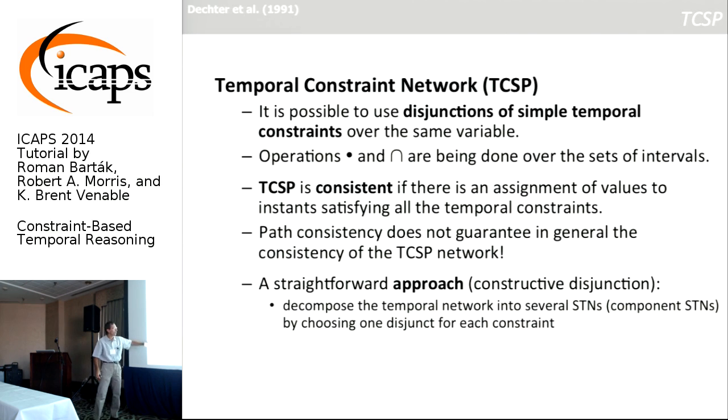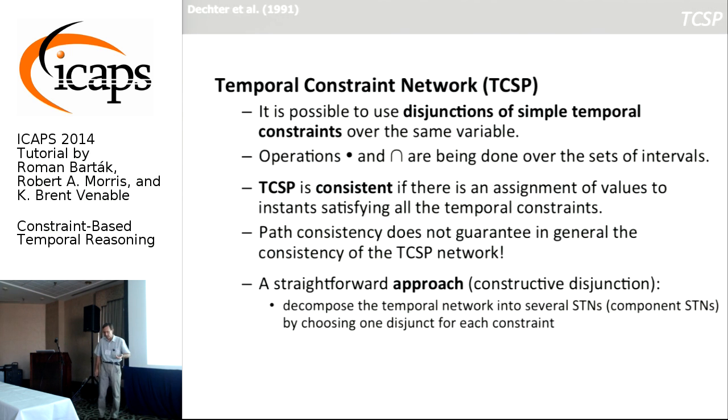So I decompose the temporal network with disjunctions into a set of simple temporal networks when I introduce all combinations of all these disjuncts. And for STN, I can use the polynomial algorithm, and then I combine the results of these polynomial algorithms to verify consistency of the original temporal CSP, right?